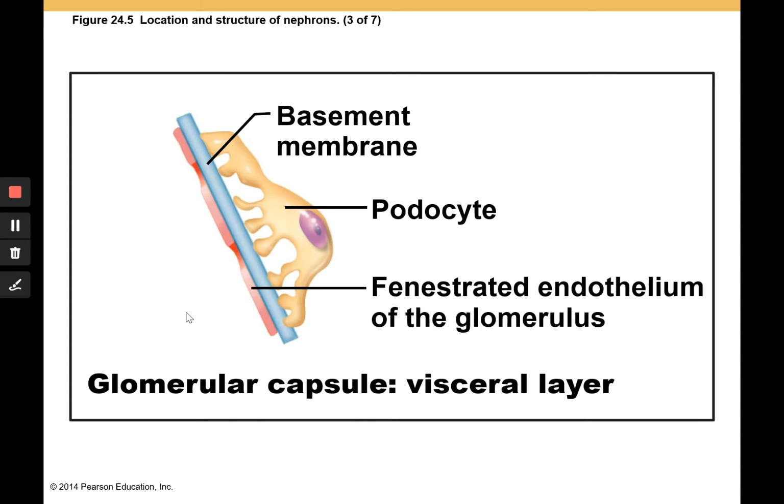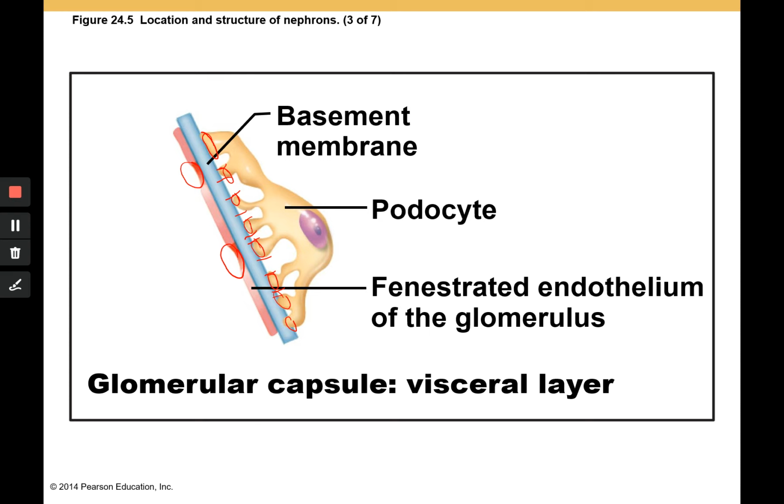Kind of looks like it has one eye. But we can see all of these foot processes. And it's not forming a continuous barrier. Instead, we have spaces. So here's a space, here's another space. You kind of get the idea. We have filtration slits. And over here, we have holes in the endothelium of the glomerulus, which is a capillary.